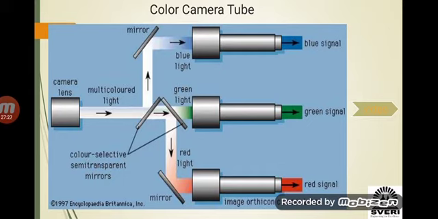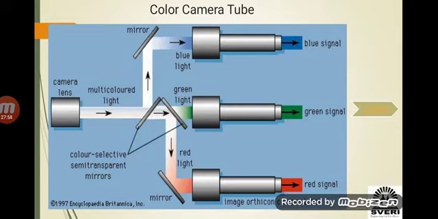So for example, if yellow color is there, then from that yellow color we will extract the red as well as green only, and blue color will be absent. So that way any color that comes will be converted into different values of red, green and blue. Now, whatever n number of colors come as a light signal, there will be three values available for that particular color.